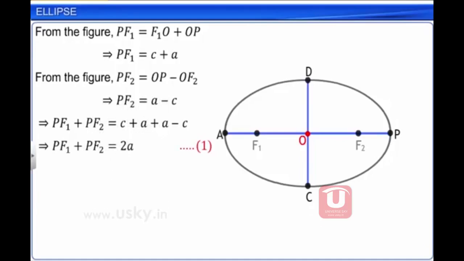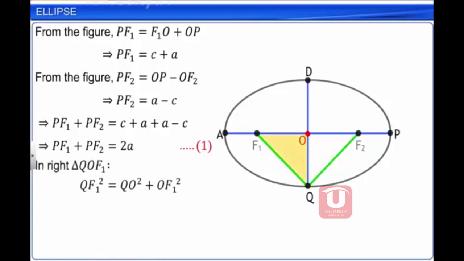Now, consider a point Q at one of the endpoints of the minor axis of the ellipse. The distance of point Q from foci F1 and F2 is given by QF1 and QF2. In right-angled triangle QOF1, hypotenuse QF1 square is equal to QO square plus OF1 square.